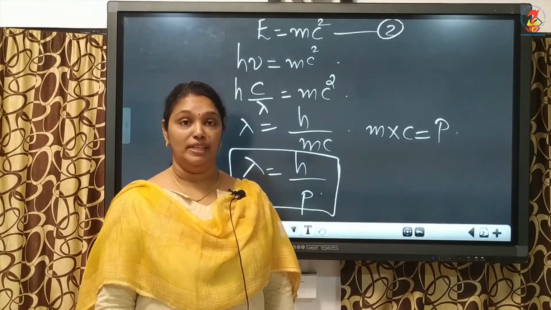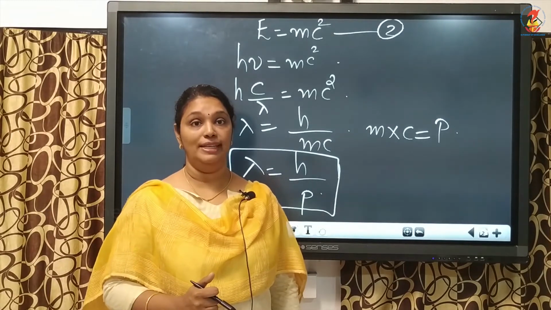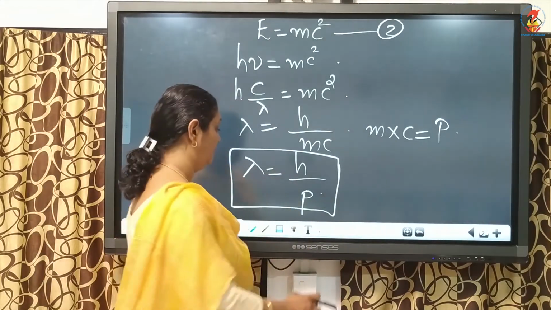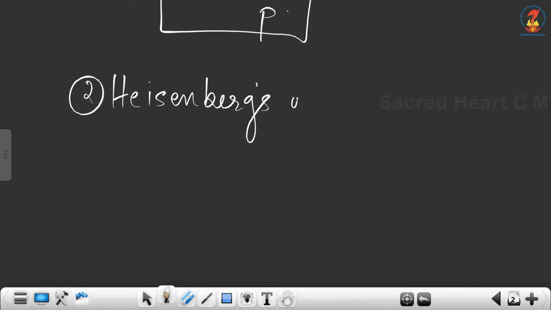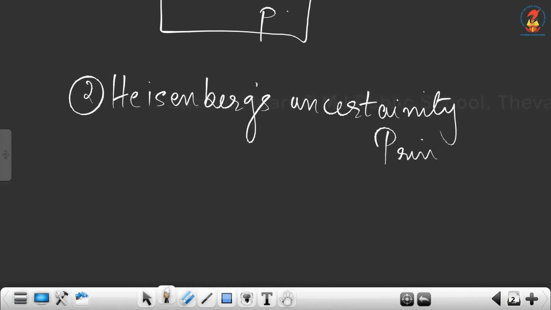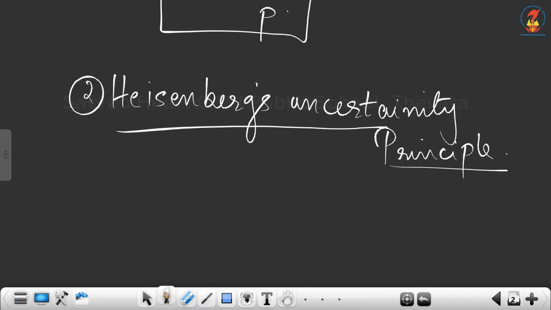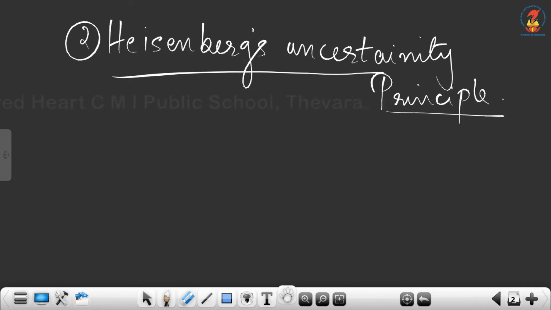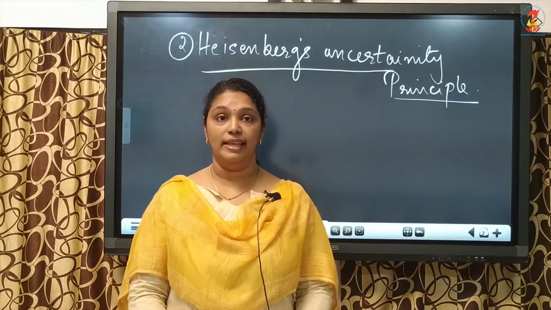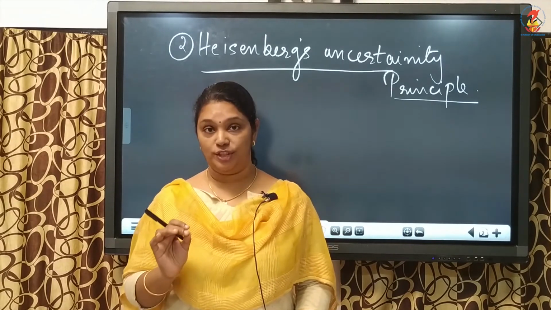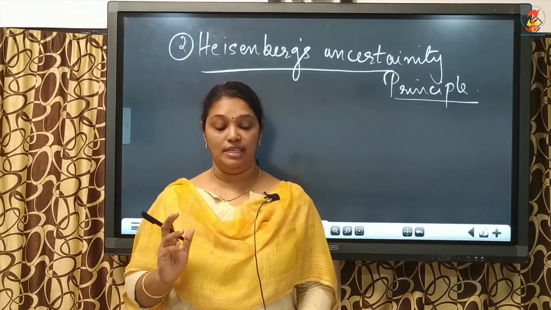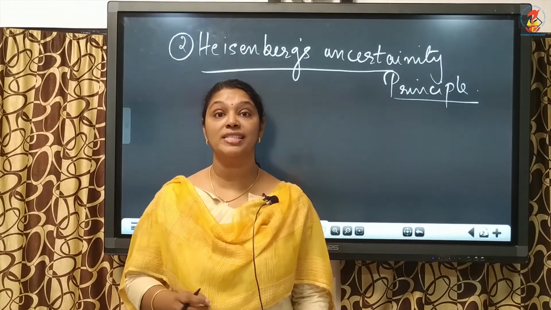Now the next development that led to the formulation of the quantum mechanical model is Heisenberg's uncertainty principle. So the second one is Heisenberg's uncertainty principle. Now, what is Heisenberg's uncertainty principle? It states that it is not possible to determine simultaneously the exact position and exact momentum or velocity of an electron. This is Heisenberg's uncertainty principle.